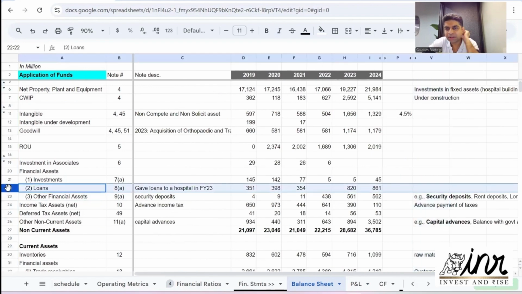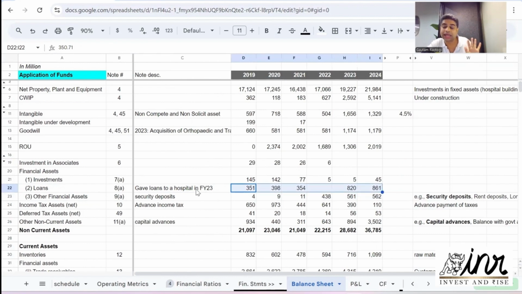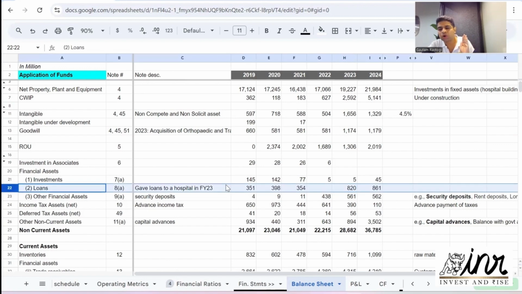What is loan, by the way? My notes tell me that they gave a loan to some hospital. We need to explore कि किसको क्या loan दिया है. You see, in 2023, they gave a loan worth 82 CR or 820 million. So we need to find out, although this is a small number, that they gave a loan to some hospital. That's what my note tells me. And we need to do another round of due diligence as to what this loan was for.